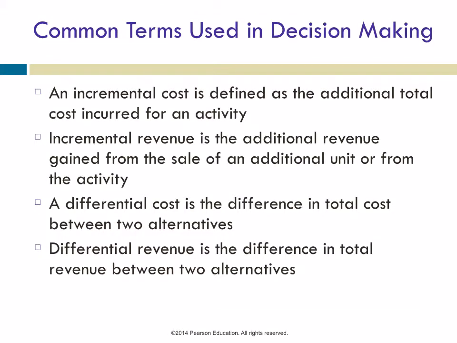So again, this is a little bit of vocabulary. Incremental cost is defined as the additional total cost incurred for an activity. Incremental revenue is the additional revenue gained from the sale of an additional unit or from the activity. A differential cost is the difference in total cost between two alternatives, and differential revenue is the difference in total revenue between two alternatives.